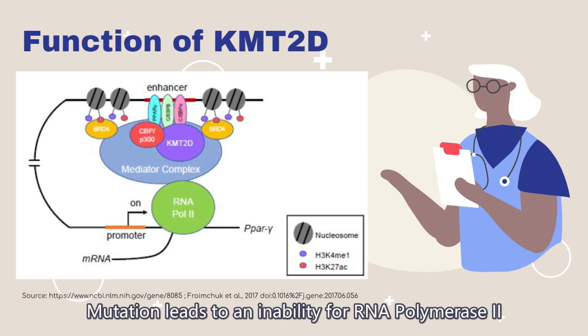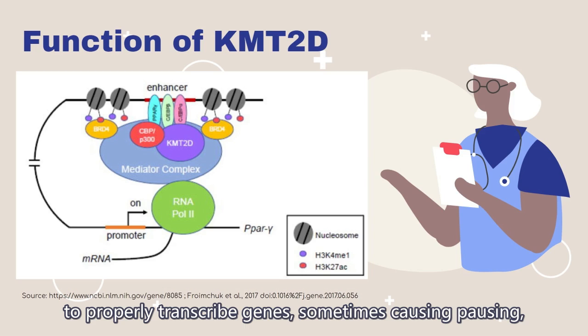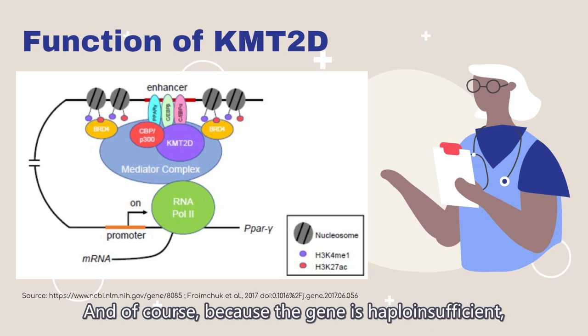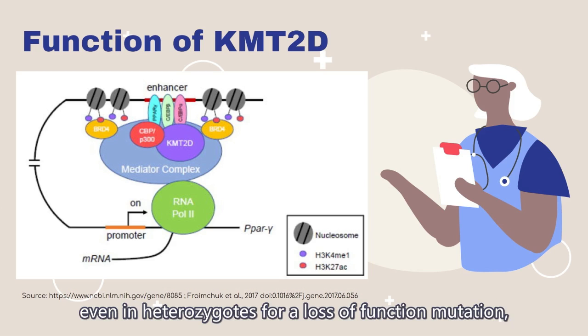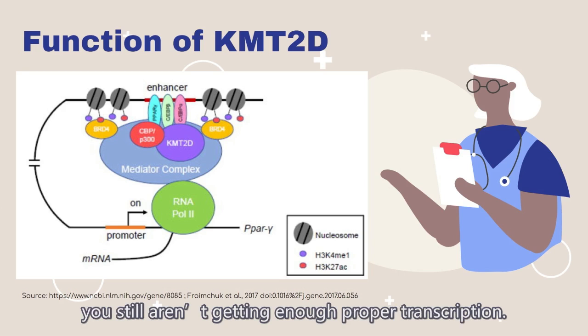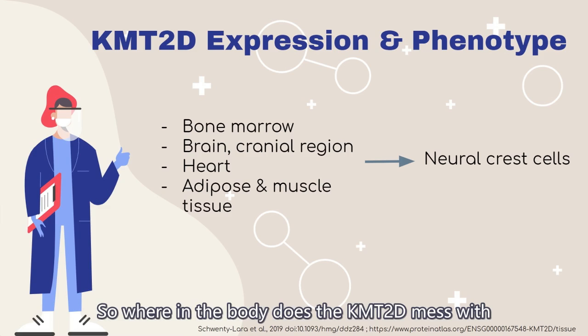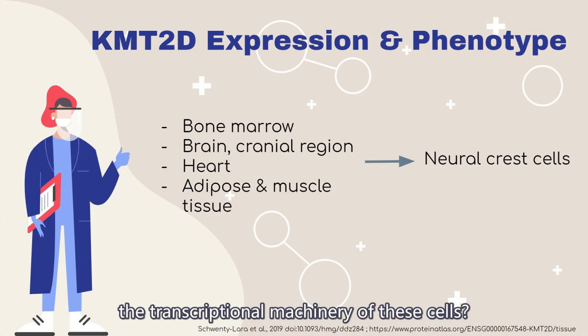Mutation leads to an inability for RNA polymerase II to properly transcribe genes, sometimes causing pausing, stalling, and backtracking within a gene. And of course, because the gene is haploinsufficient, even in heterozygotes for a loss-of-function mutation, you still aren't getting enough proper transcription. So, where in the body does the KMT2D mess with the transcriptional machinery of these cells?